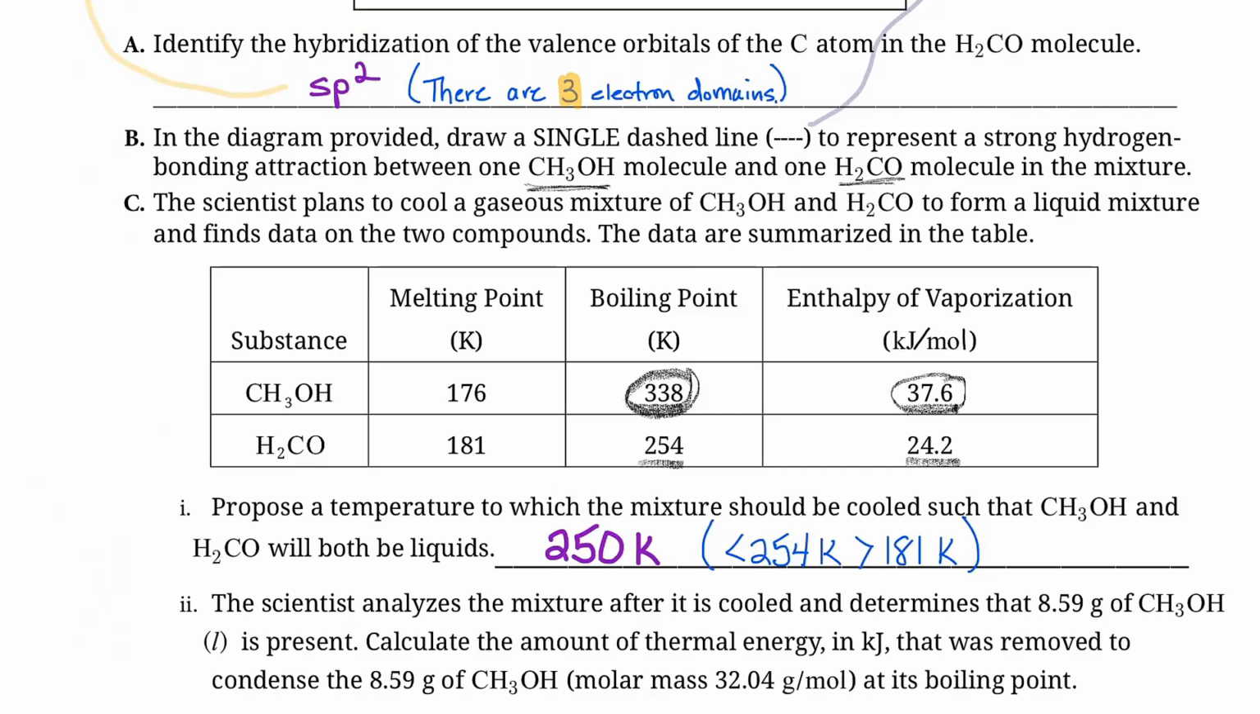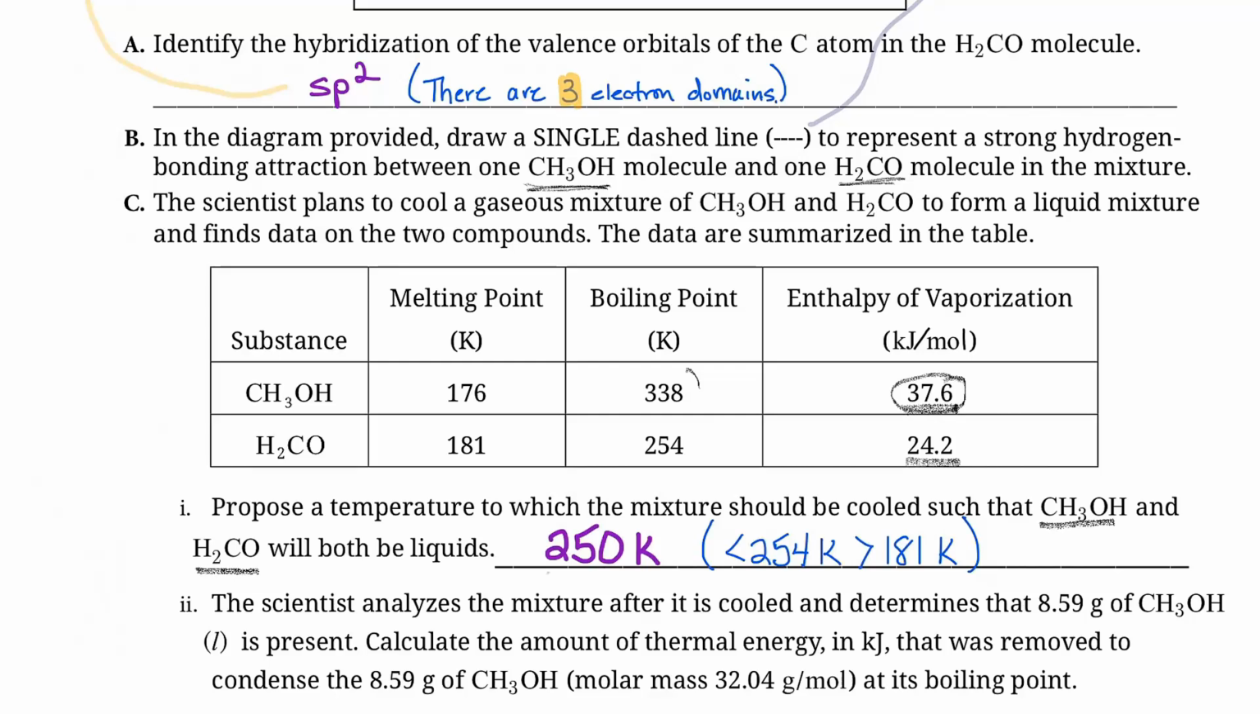So in any case, C-I: propose a temperature to which the mixture should be cooled so that the alcohol and the formaldehyde will both be liquids. So I need them to both be under their boiling point. If I look at the two, I see 254 is certainly higher than the 238, so something under 254.